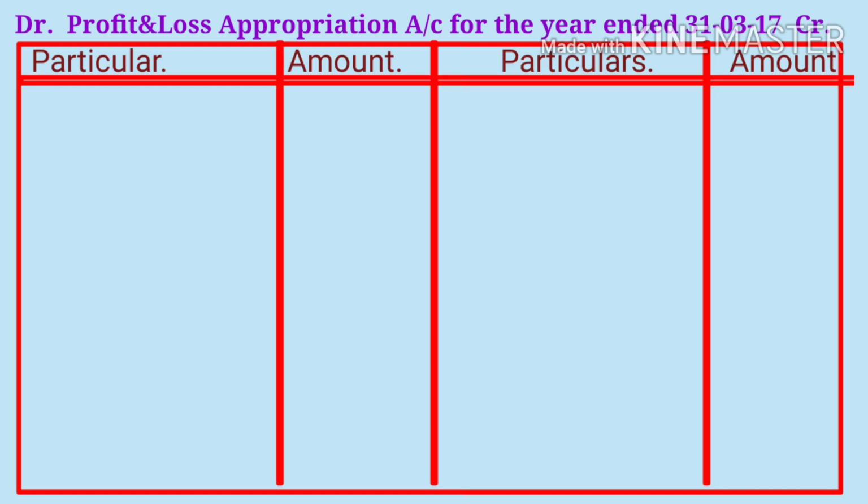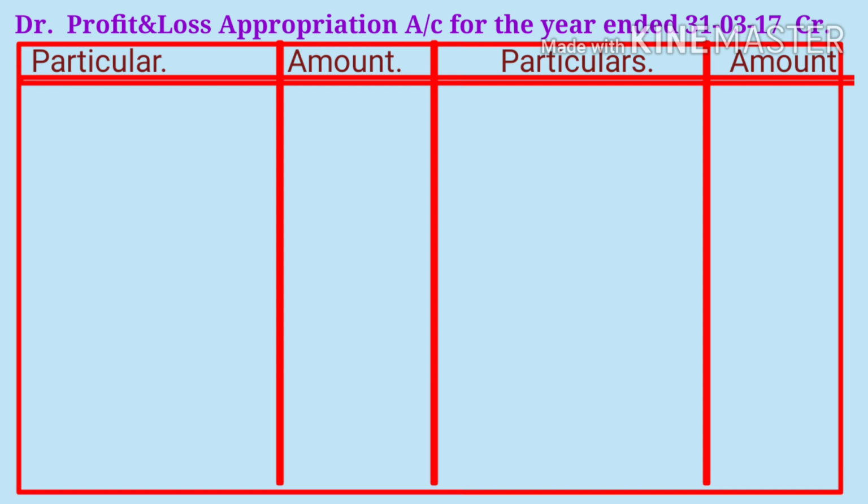This is the format of the profit and loss appropriation account. We should mention the heading and date. Also mention the sides, debit side and credit side. Particulars, amount, particulars, amount. Now we can go on recording the items into the profit and loss appropriation account.